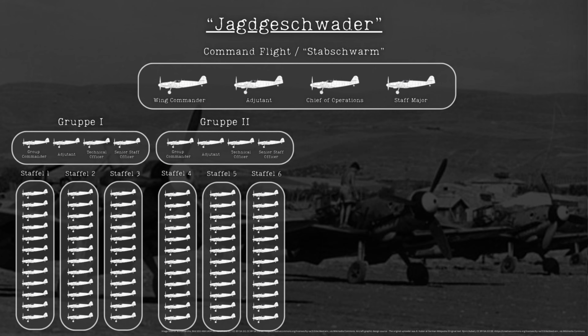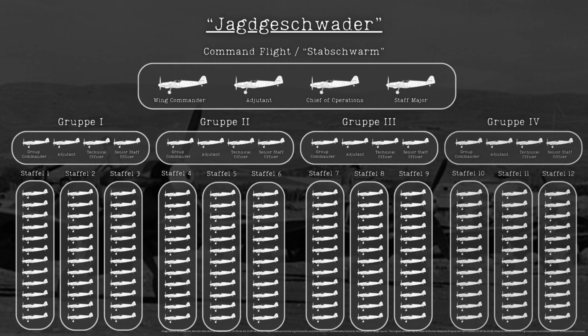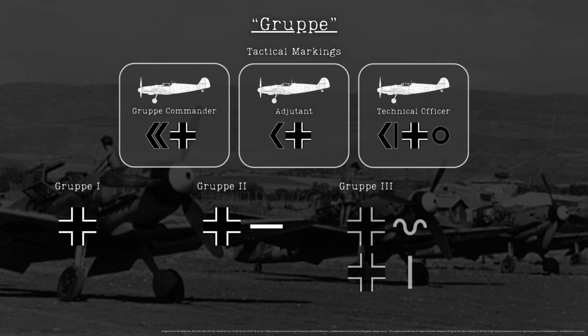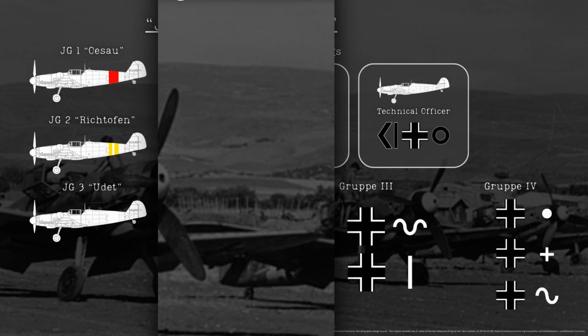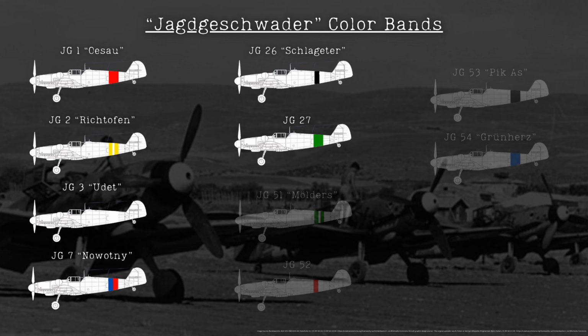In this video, we're going to explore the organization of the Luftwaffe day fighter units from the wing level all the way down to the smallest squadron to help understand what those markings indicate and how they can tell us about the individual aircraft's place in the bigger picture of the Luftwaffe. So, with that said, let's jump right into it.